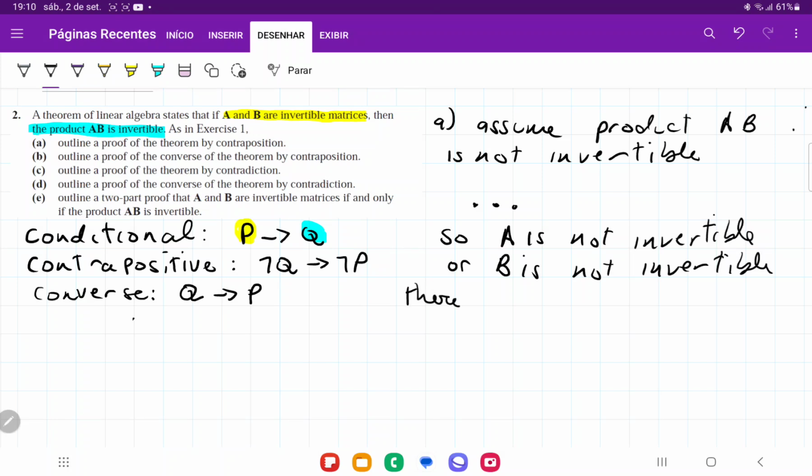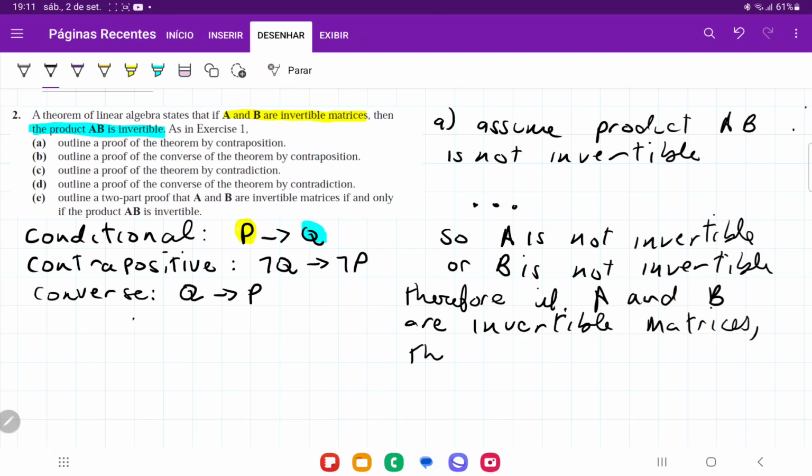going to be, therefore, if A and B are invertible matrices, then product AB is invertible. And so that is it for item A. Assume not Q, show that it leads to not P, therefore if P, then Q. So now let's do item B.